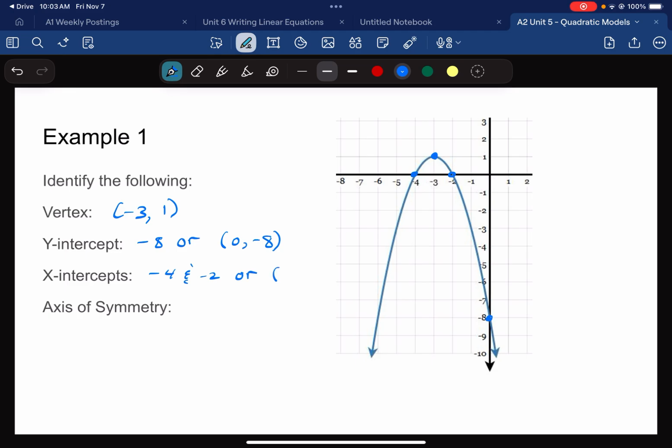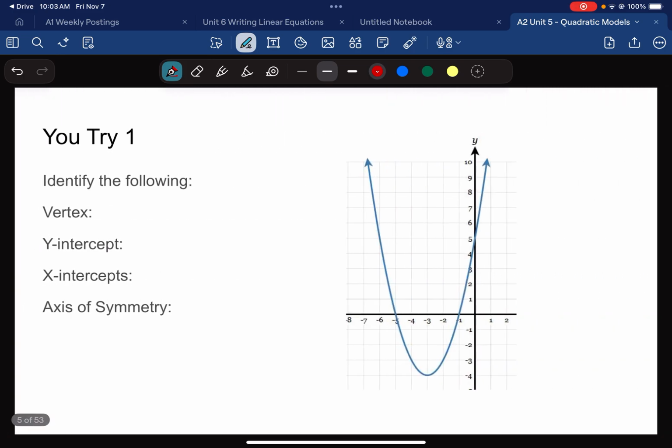or we can put them as ordered pairs, negative 4, 0, and negative 2, 0, if they ask for the coordinates. And then the axis of symmetry would be x equals negative 3. We would put a dotted line just down through the vertex there, and that would give us an equation of x equals, and the x-coordinate of the vertex is negative 3. All right, you guys give this one a try. Stop the video and try the problem, and then start it back up again.